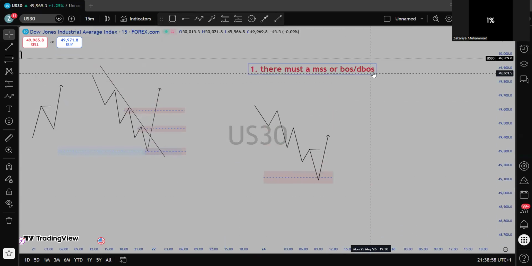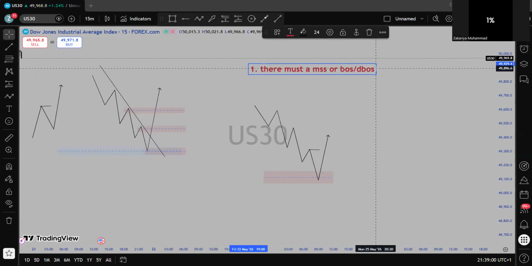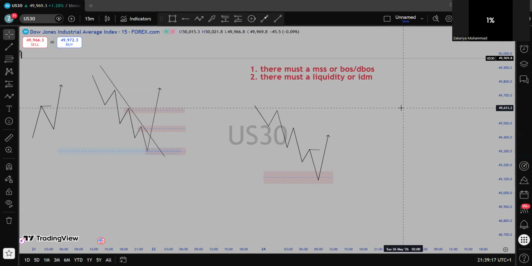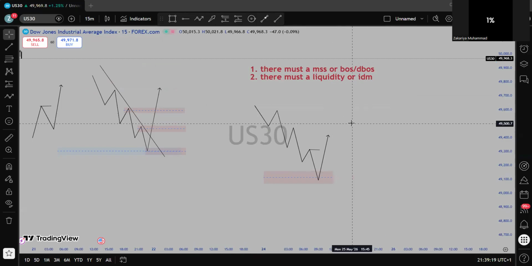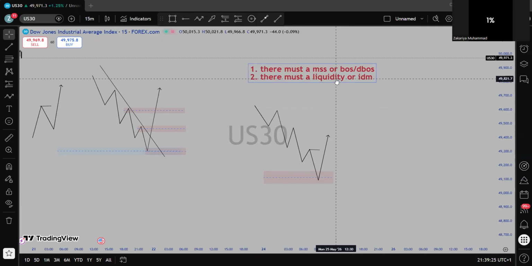So the first rule says there must be a market structure shift. You can call it rules or guidelines. And then the second one says there must be liquidity, or inducement liquidity. Inducement is one of the three types of liquidity I introduced to you guys because it's very common to see. That's why I use it differently than other liquidity.